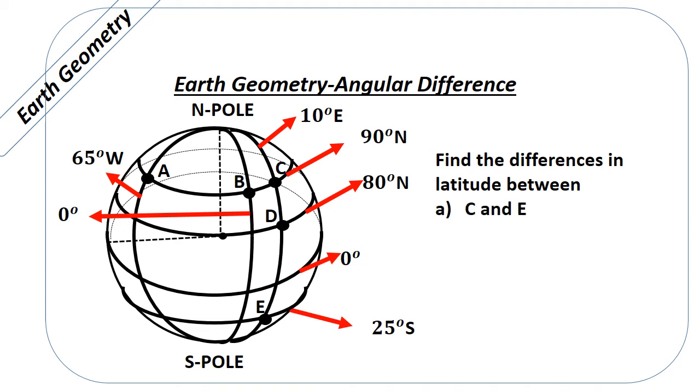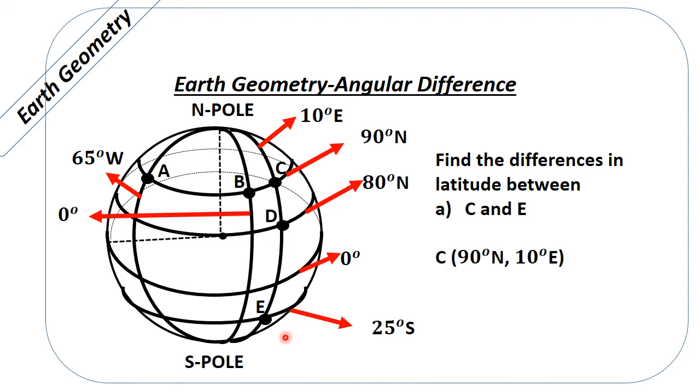C and E. So C again, we know it's 90 degrees and 10 degrees east. E is 25 degrees south, 10 degrees east. So as we can see, they are on different sides of the equator. This is the equator, one is up, the other is down. So we have to add.